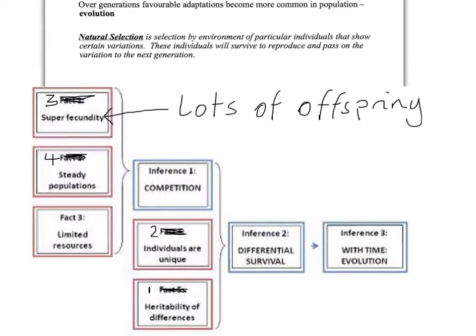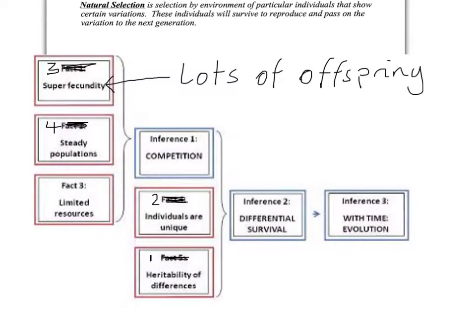Quickly looking at that in diagrammatic form, I found this little diagram with some unnecessarily complicated words. But equating this to my slide up there, we had 1, the fact that we pass characteristics on from generation to generation. Heritable differences, we talked about that. 2, individuals are unique. 3, super fecundity, which basically means that they produce lots of offspring. And 4, population remains constant.